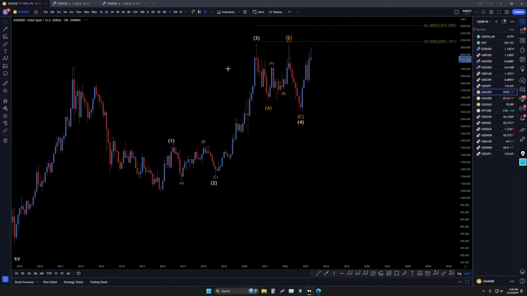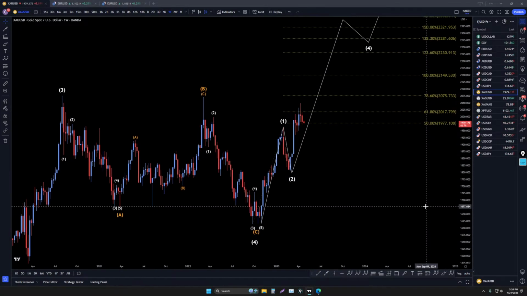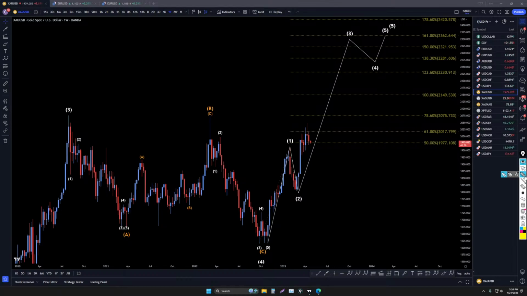I still say on the weekly time frame, if this is a wave 3, which I still think it is, wave 3 needs to go beyond the 100% level, so that means that this has got a long ways to go to the upside most likely. So whatever we see on the lower time frame should be a correction to that.